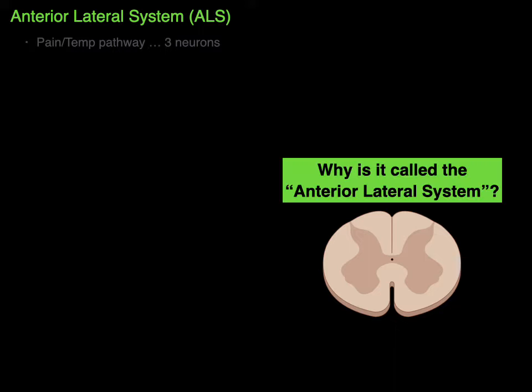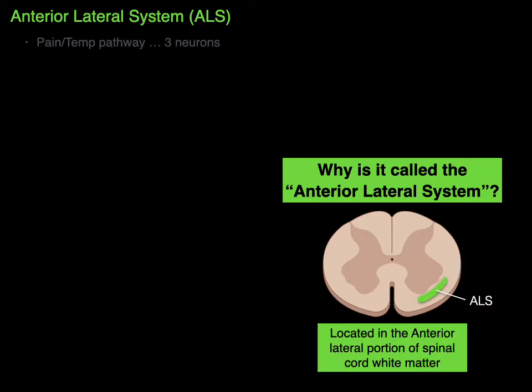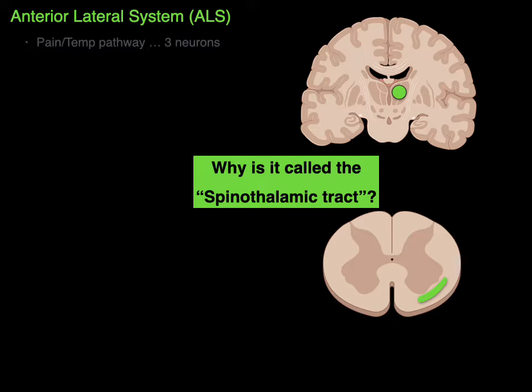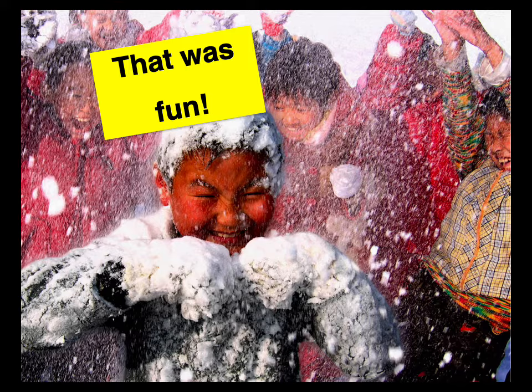Now, why is it called the anterior lateral system? Well, there's the anterior lateral system. It's located in the anterior lateral portion of spinal cord white matter. Why is it also called the spinothalamic tract? Because part of the tract courses from the spinal cord to the thalamus. Okay. Now that was fun, wasn't it?